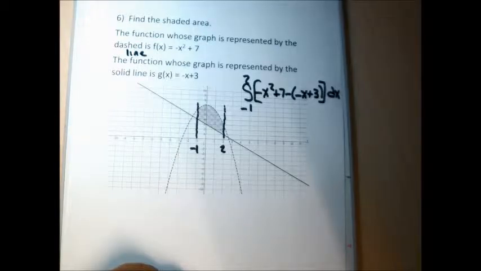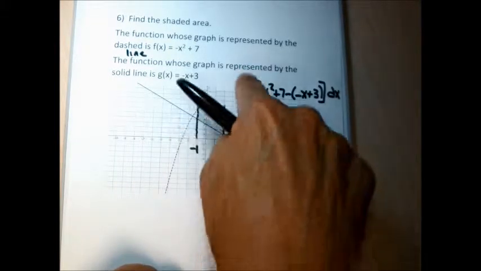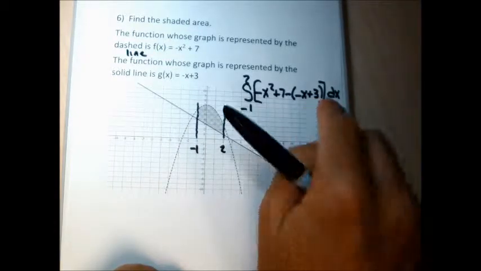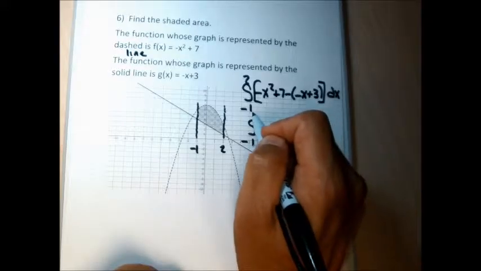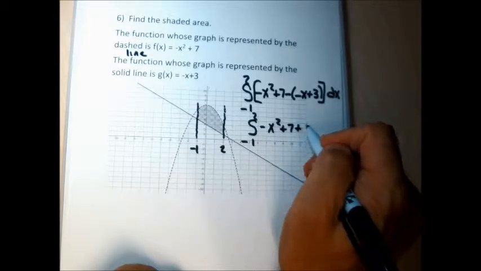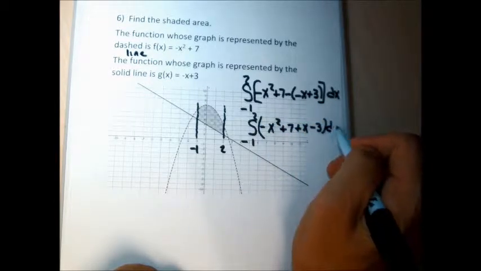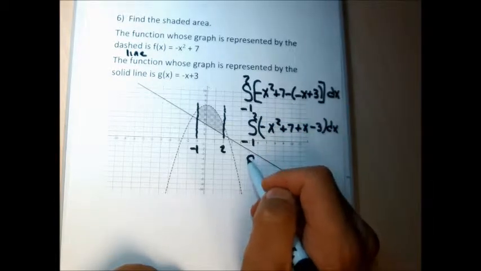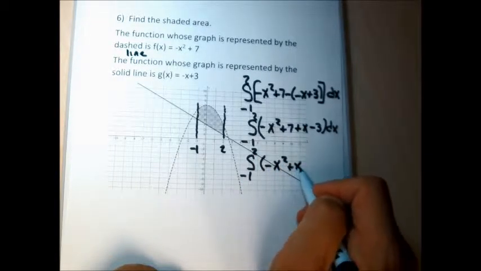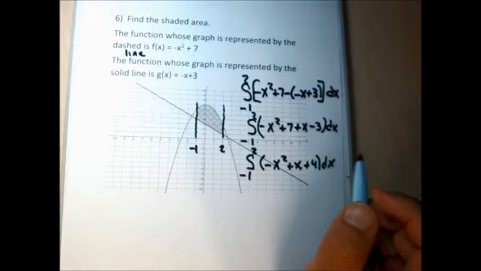So, doing exactly what I did for the first two problems, I found the values of x where the shading starts and stops and put those on my integral sign. Top function is the dashed function, bottom function is the solid line. And now I'm going to simplify this. Integral from negative 1 to 2 of negative x squared plus 7, minus a minus x turns into a plus x, and minus a plus 3 turns into a minus 3, dx. Simplify that a little more: the integral from negative 1 to 2 of negative x squared plus x, and 7 minus 3 is plus 4, dx.